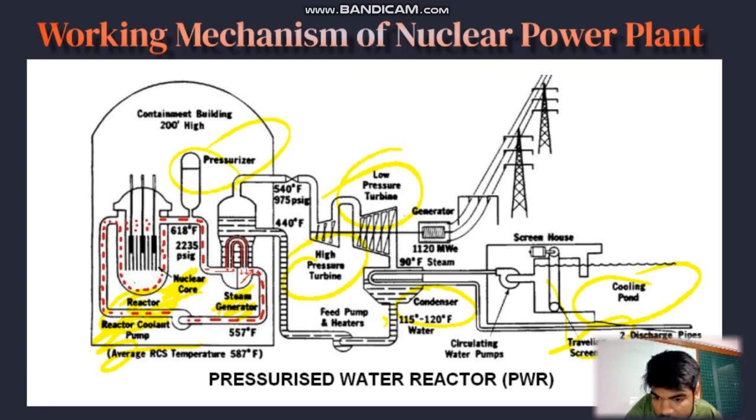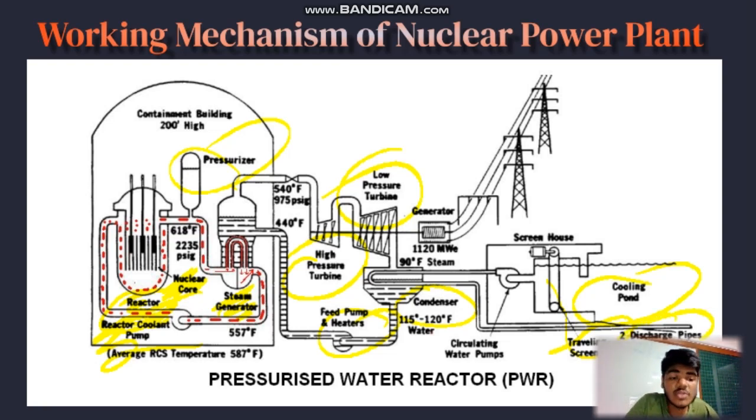Further, let's discuss this feed pump and heaters. The feed pump takes water from the condenser and increases its pressure, supplying it back to the steam generator. Before entering the steam generator, the water passes through the heater to increase its temperature using the excess heat from the condenser. Further, the discharge pipe.